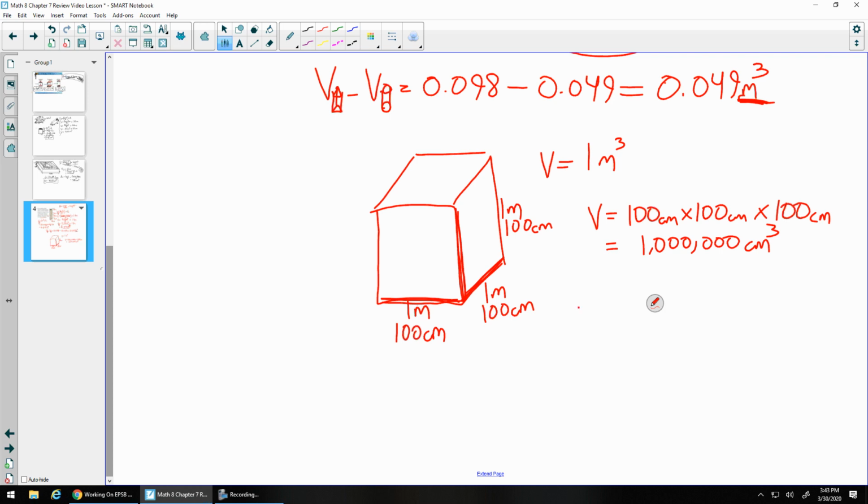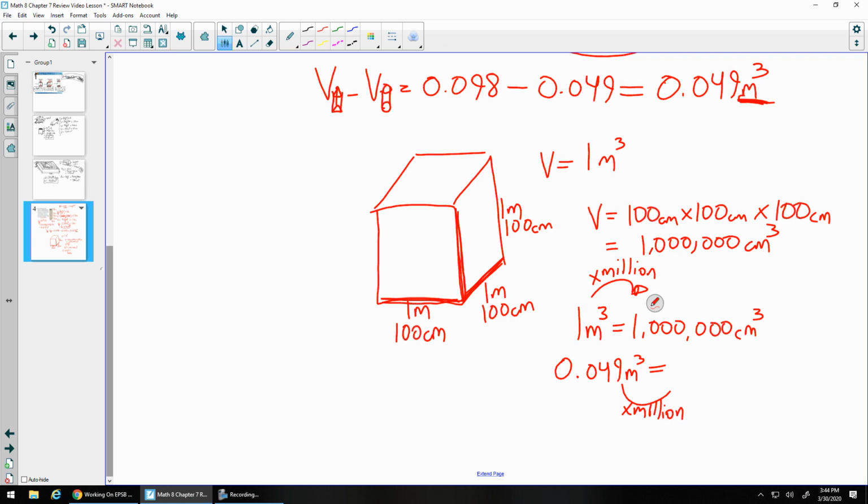And so here's our conversion. 1 meter cubed is equal to 1 million centimeters cubed. And so if we have 0.049 meters cubed, how many centimeters cubed would that be? Well, I had to multiply by 1 million to get from 1 meter cubed to centimeters cubed. So from meters cubed here, I multiply by 1 million. Multiplying by 1 million moves the decimal place over 6 times, but you could also just enter in 0.049 times by 1 million into your calculator, and you get 49,000. I probably should have kept more decimal places in there to actually find it to the nearest tenth of a centimeter, but there we go, centimeters cubed.